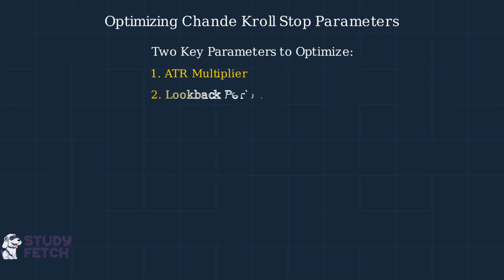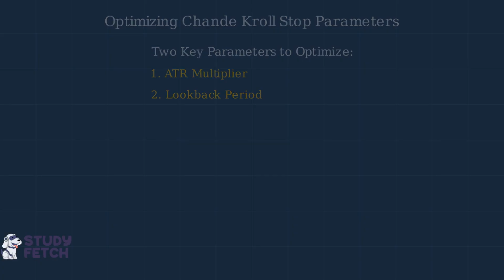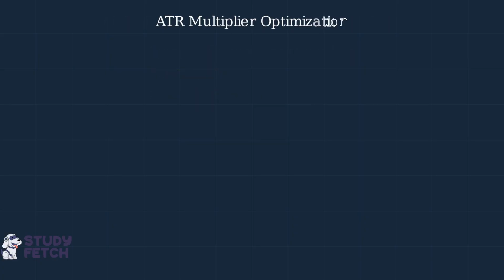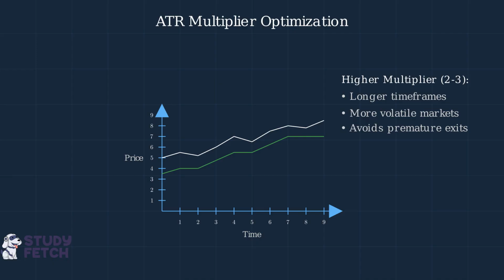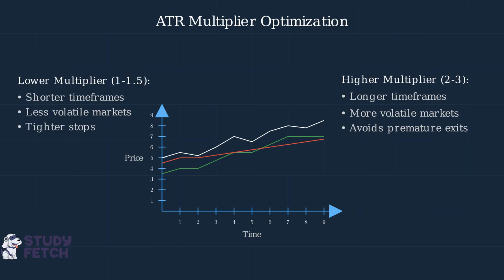Optimizing the Chande Kroll Stop indicator requires adjusting two key parameters based on your trading conditions. The ATR multiplier determines how sensitive the Chande Kroll Stop is to price movements. For more volatile markets or longer-term trading, use a higher multiplier between 2 and 3 to avoid premature exits. For shorter timeframes or less volatile markets, use a lower multiplier between 1 and 1.5 for tighter stops.